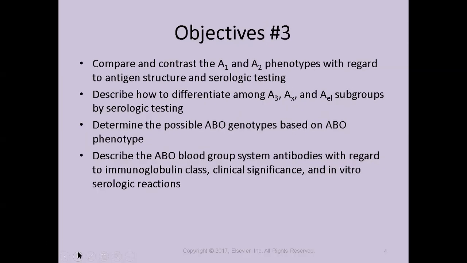And our last objective slide, compare and contrast the A1 and A2 phenotypes with regard to antigen structure and serologic testing. Describe how to differentiate among A3, AX, and AL subgroups by serologic testing. Determine the possible ABO genotypes based on ABO phenotype. And describe the ABO blood group system antibodies with regard to immunoglobulin class, clinical significance, and in vitro serologic reactions.